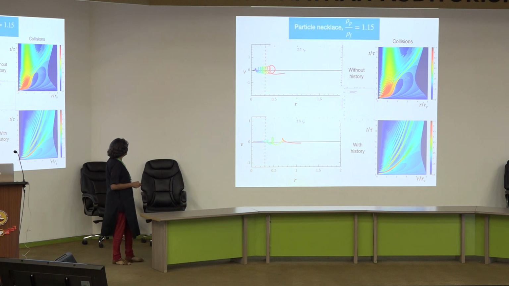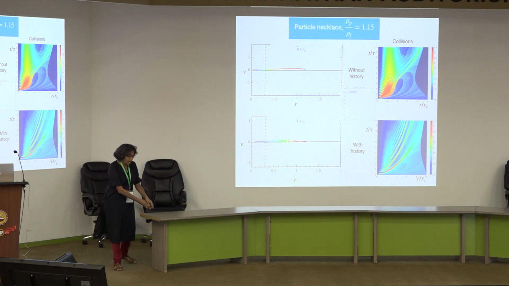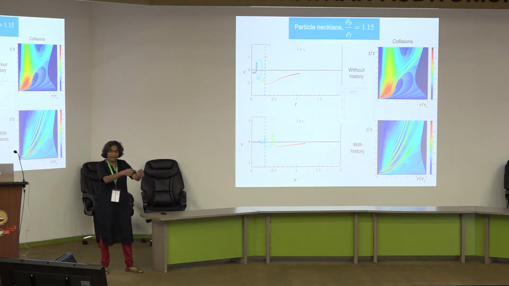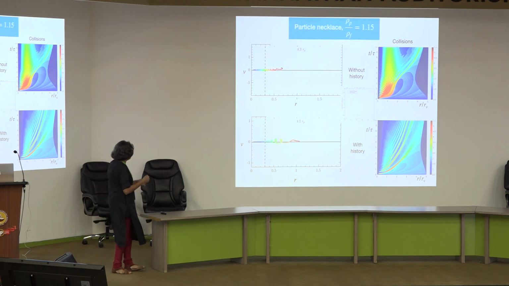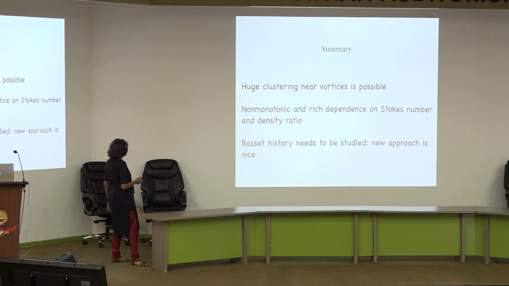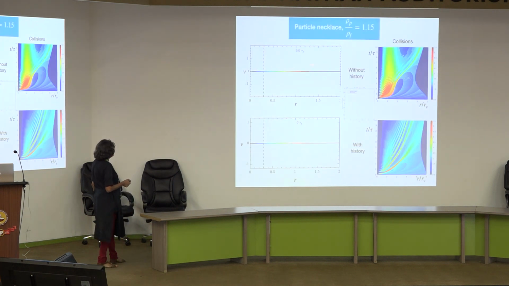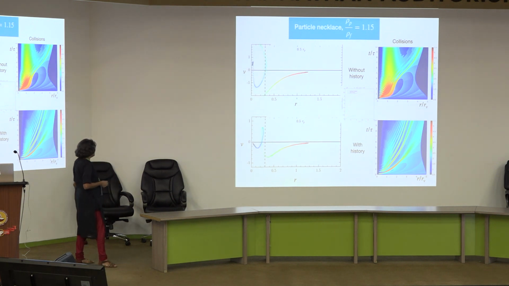The movie started playing, but basically what we did is we kept a vortex here and we put a particle necklace. So imagine there's a vortex like this and there's a long line of particles like this. Then we asked what happens to that particle necklace. The color shows the initial position of the particles, and we've done it with and without history, and we've computed the collisions. So where do collisions happen and how many? You see already quite a bit of difference between Bassett and no Bassett. This is for a very small density ratio, and you see that just with one vortex you get pretty interesting dynamics of the particles.